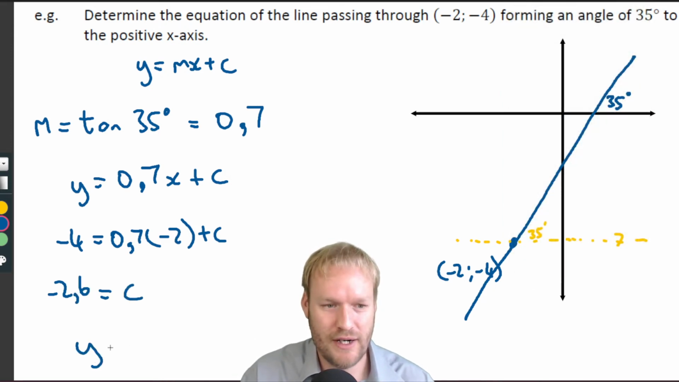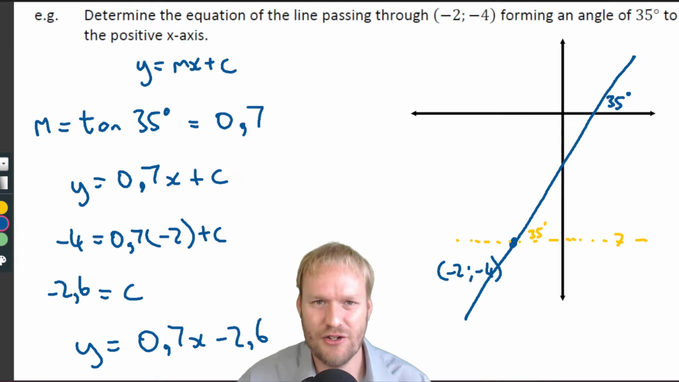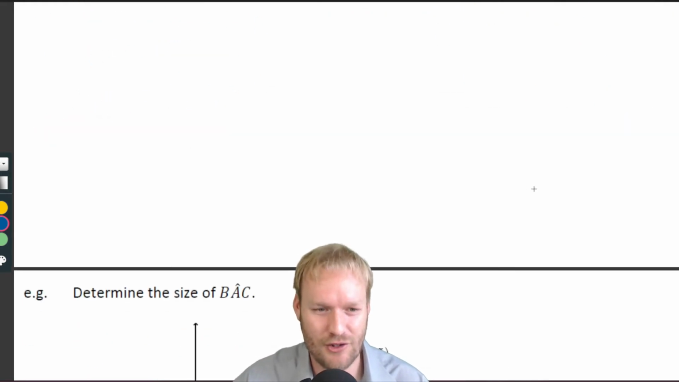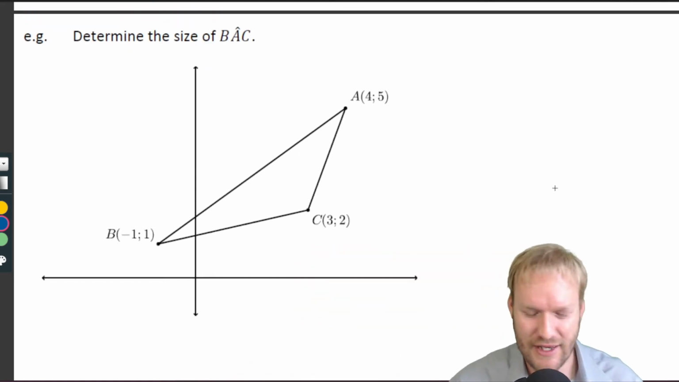So y equals 0.7x minus 2.6. Okay, so there we go. That's our equation of our line. Because this is 35 degrees, we will be rounding off somewhere along the way. Okay, final example here. Determine the size of BAC.